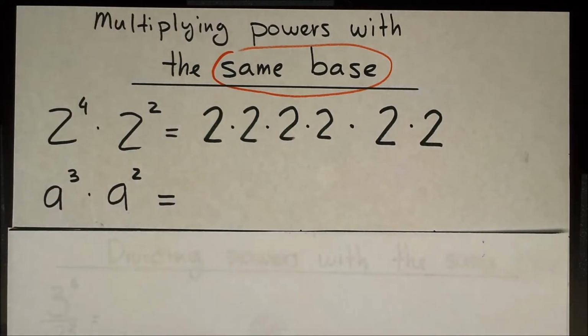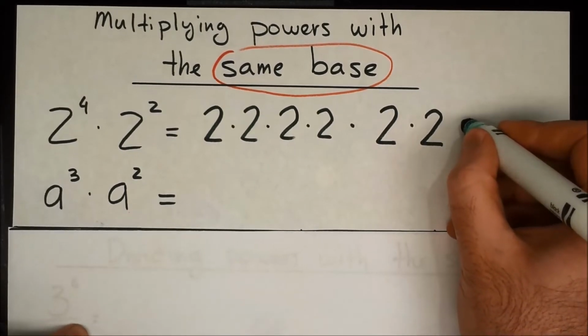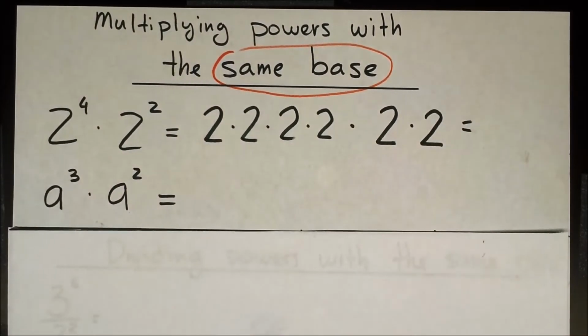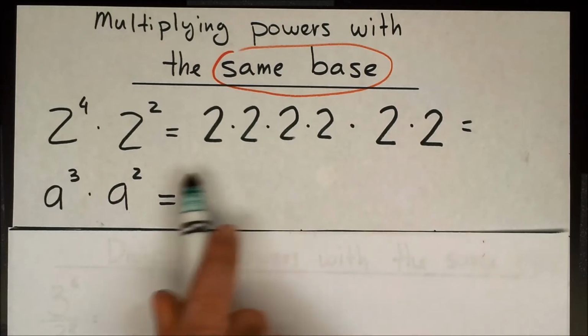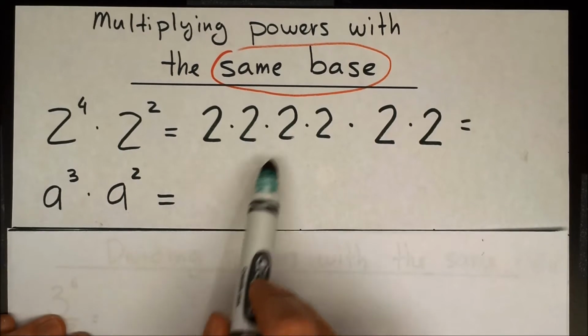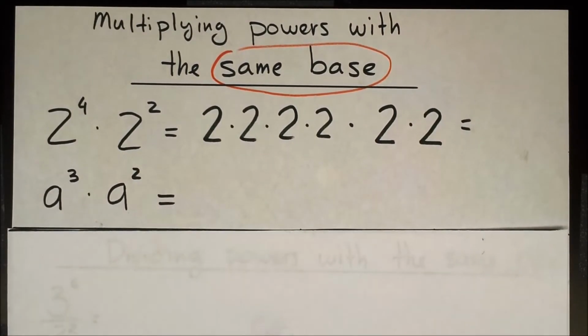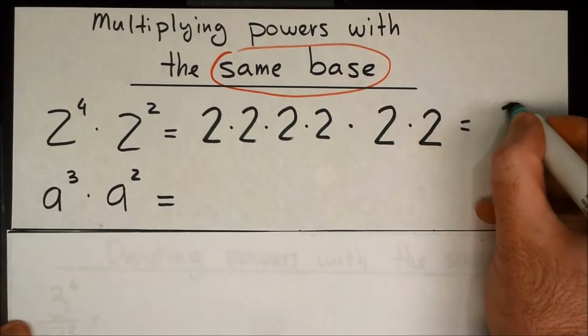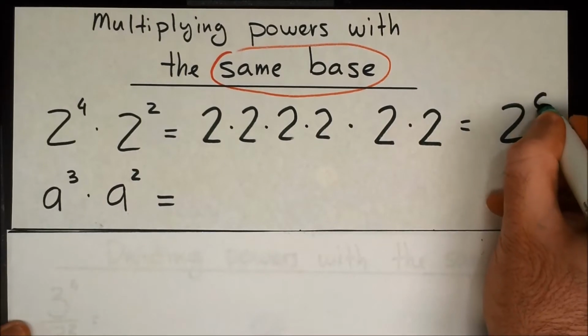Now, imagine that this was a singular expression. How many times is the base 2 being multiplied here against itself, all in total, if this was just a singular expression? If you said 6, you would be correct. 1, 2, 3, 4, 5, 6. So if this was a single expression, this would be the base 2 being multiplied against itself 6 times, which in exponential terms would look like this. Correct?